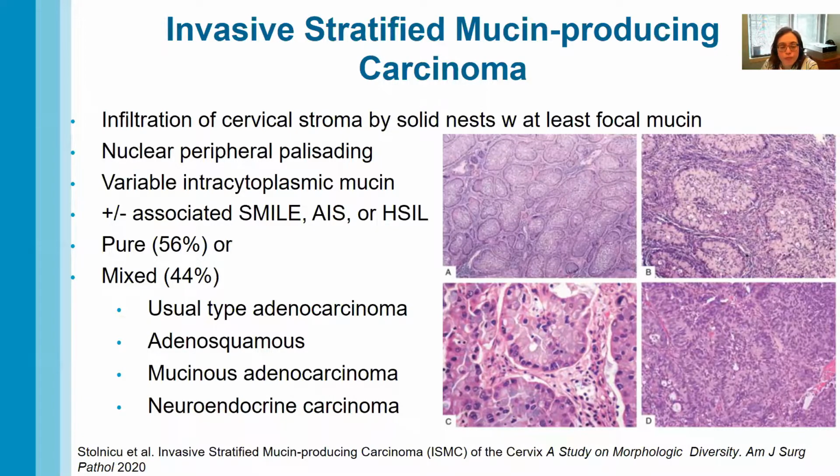And the invasive counterpart may show infiltration of the stroma by solid nests with at least the presence of focal mucin. Also, like our case, they tend to show peripheral palisading and variable intracytoplasmic mucin. And you may or may not see a stratified mucin-producing intraepithelial lesion or adenocarcinoma in situ or areas of HSIL. They can be completely pure, or you can have a mixture of invasive stratified mucin-producing carcinoma mixed with other types of carcinoma, such as usual type adenocarcinoma, adenosquamous, mucinous, and neuroendocrine carcinoma.